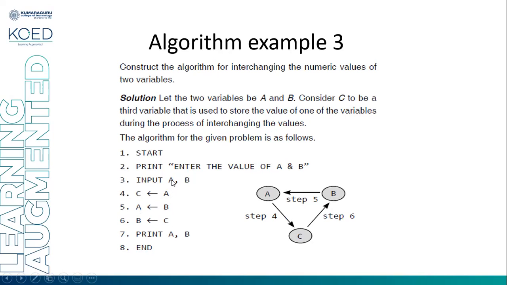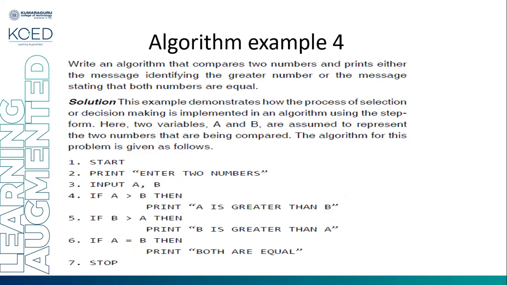So if A is 10 and B is 5, now A becomes 5 and B becomes 10. So the values get swapped and are printed. So what we did: we stored the value of A into C, then we stored the value of B into A, then the value of C gets stored in B. So it swaps the two numbers by using the variable C.